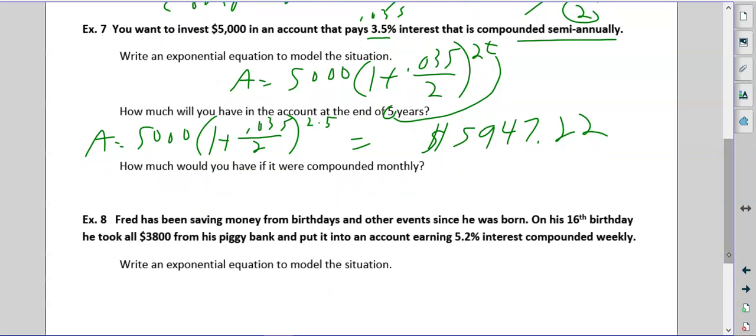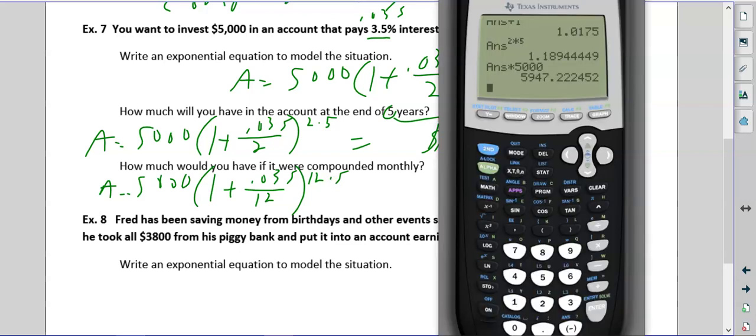How much would you have if it were compounded monthly? The only difference is my N changes. So 1 plus 0.035 over 12, and then this is going to be 12 times 5. So that's going to be 60. So again, 0.035 divided by 2 plus 1 raised to the power of 12 times 5, or 60, times 5,000.